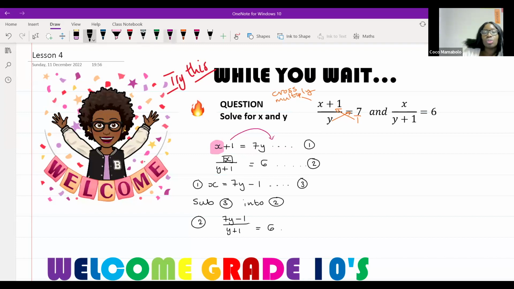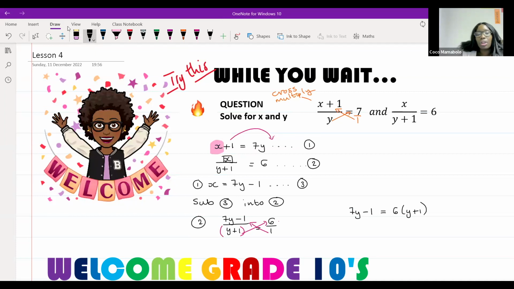And now what I can do again, I'm going to rewrite this as a fraction, 6 over 1. Now what I can do again is cross multiply again. Sorry, I'm going to cross multiply again. I know that 1 times 7y minus 1 is just going to give me 7y minus 1, is equal to, now on this side, y plus 1 times 6, and that's going to give me 6 times y plus 1.